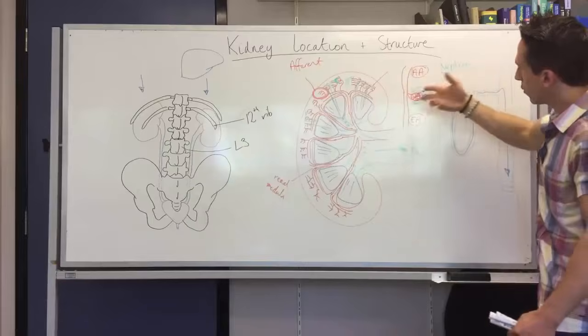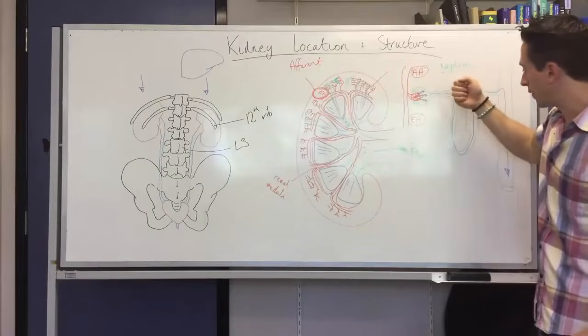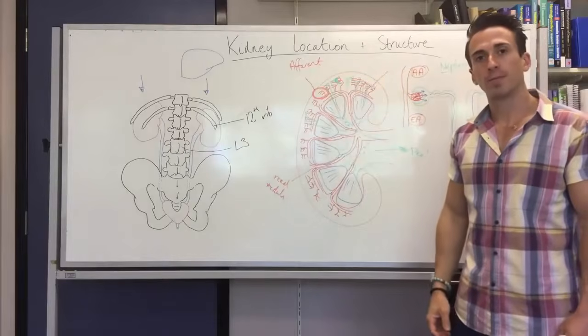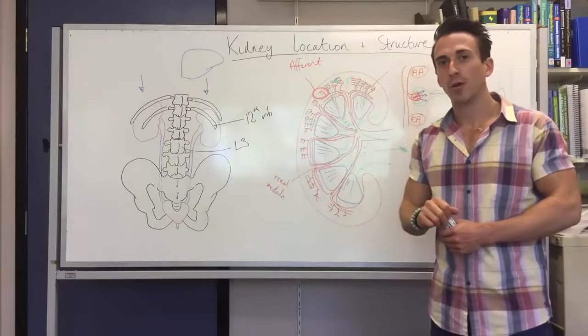The nephron will take all that filtrate, the blood that's been filtered, and drip it down the renal pyramids for us to pee out. Okay, so hopefully that all made sense.